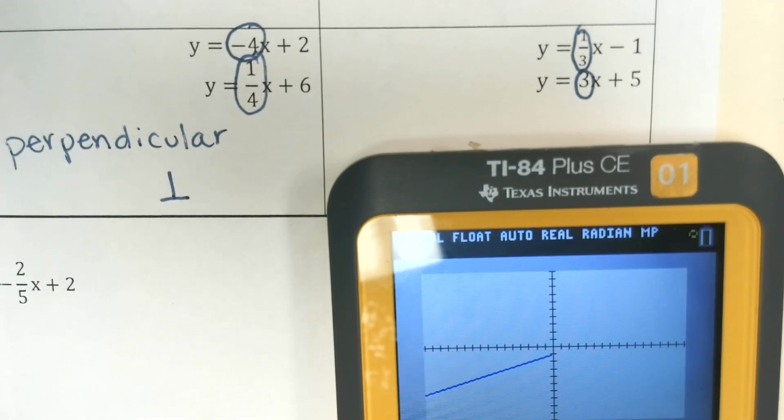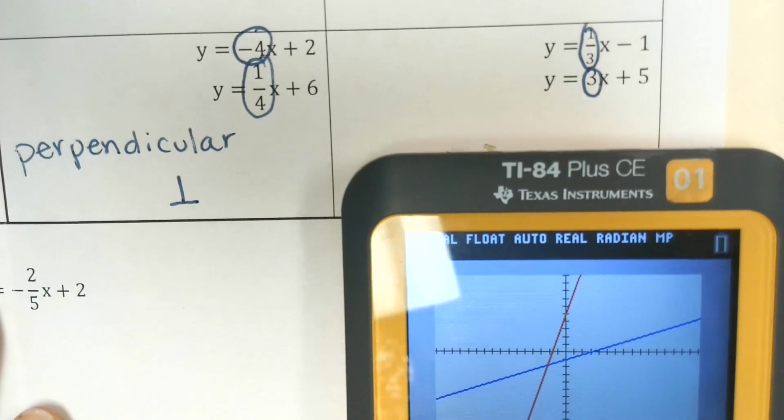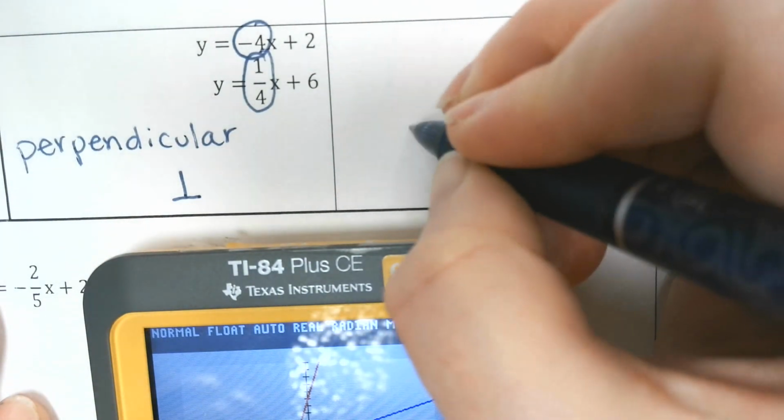Hit graph. See how that's not perpendicular? So the sign change didn't happen. So I'm going to put neither.